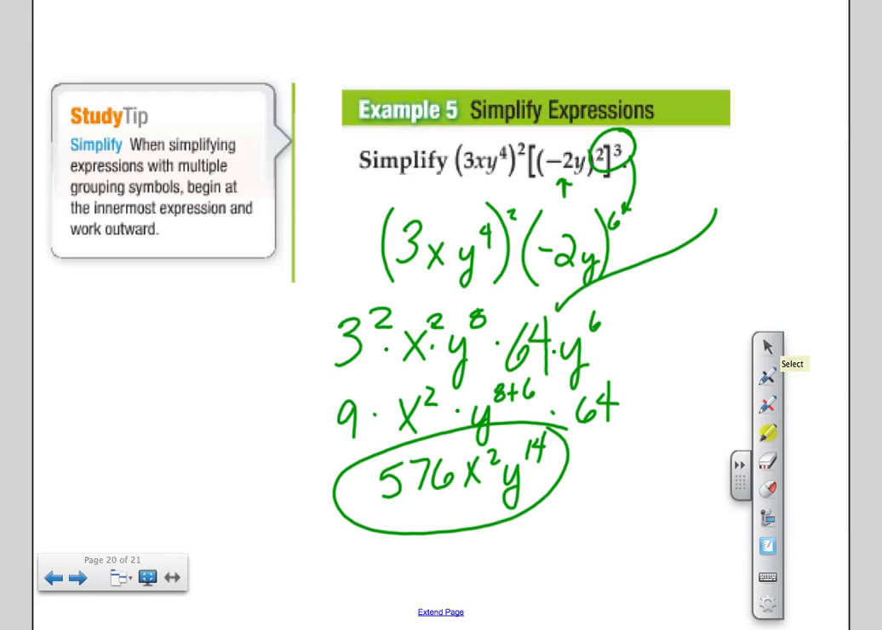The hint I was going to give you, and you might remember this from last year: if you have a negative number with an odd-numbered exponent, your answer will be negative. If you have an even-numbered exponent, your answer will be positive. That was my little hint.